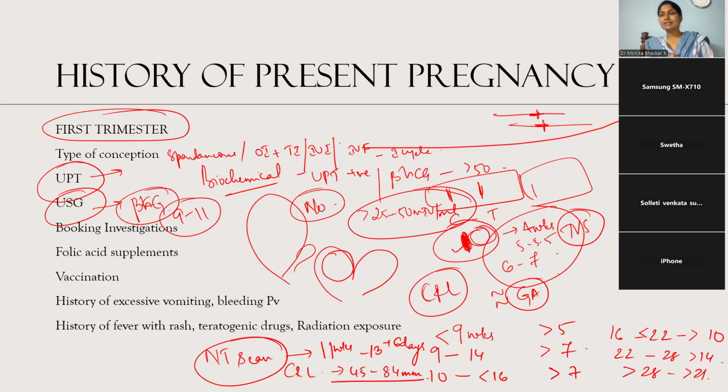So these are the 4 criteria to satisfy the definition of booked case. She has to be registered in the nearby government facility. The second important thing, she has to take at least 100 days of iron and calcium. She has to have at least 4 antenatal visits. And the last one is she has to take at least 2 doses of TD vaccination. So this we call a booked case.